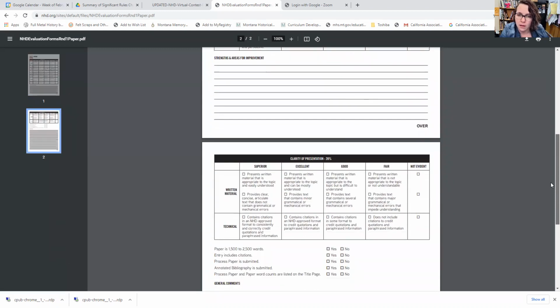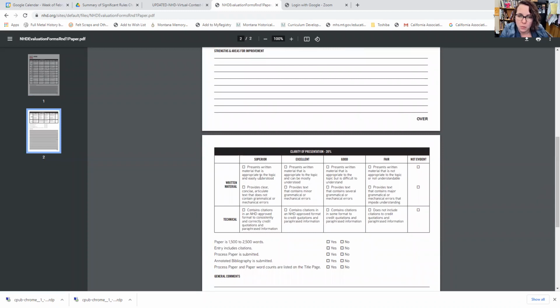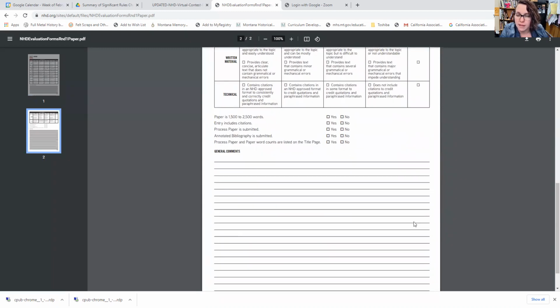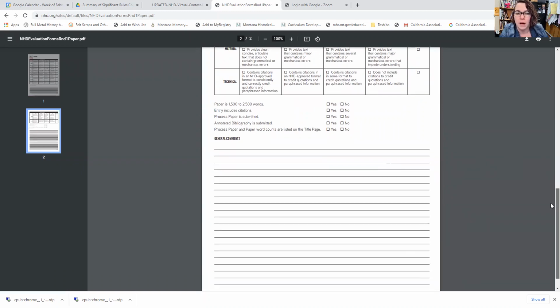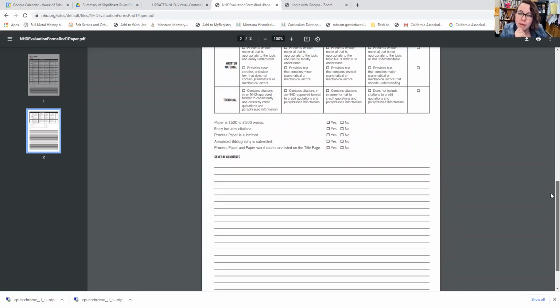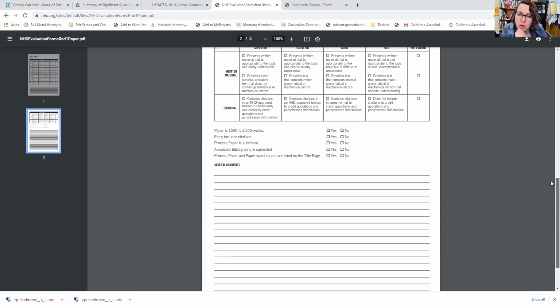And then clarity of presentation: presents written material that is appropriate to the topic and easily understood. You can go through all these, but I think this will help us be more consistent in how we're judging. The last section is about paper length and citations and that sort of thing. And if you want to add general comments, like if you read something and think they really should check out this book, or take a look at this blog or this video, you can add that in the general comments and just try to be encouraging.